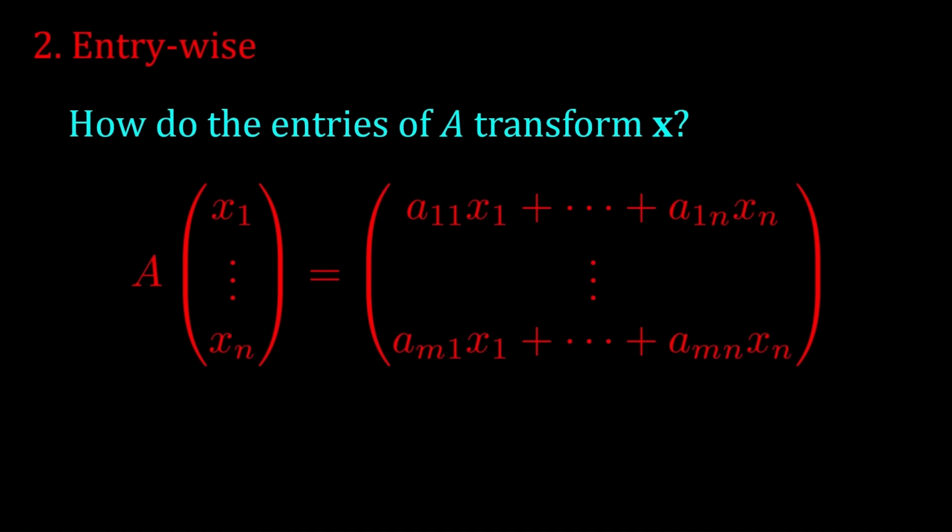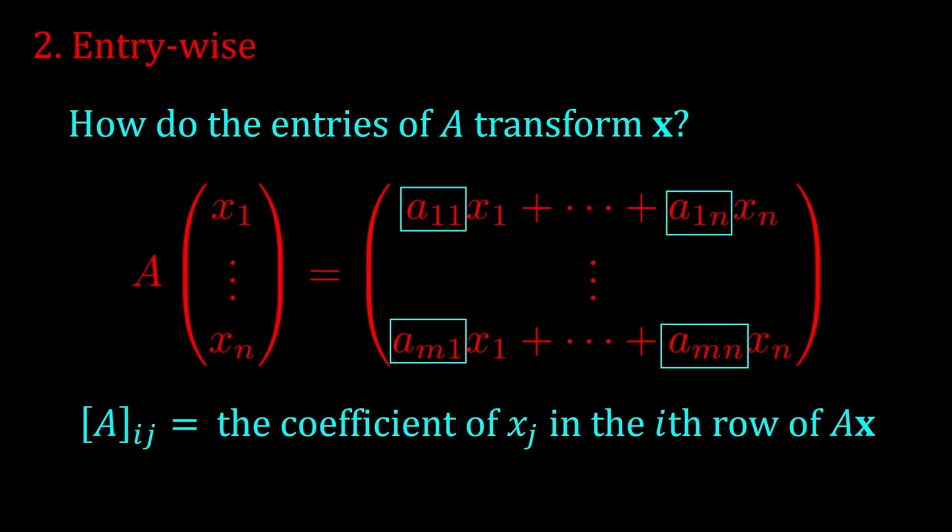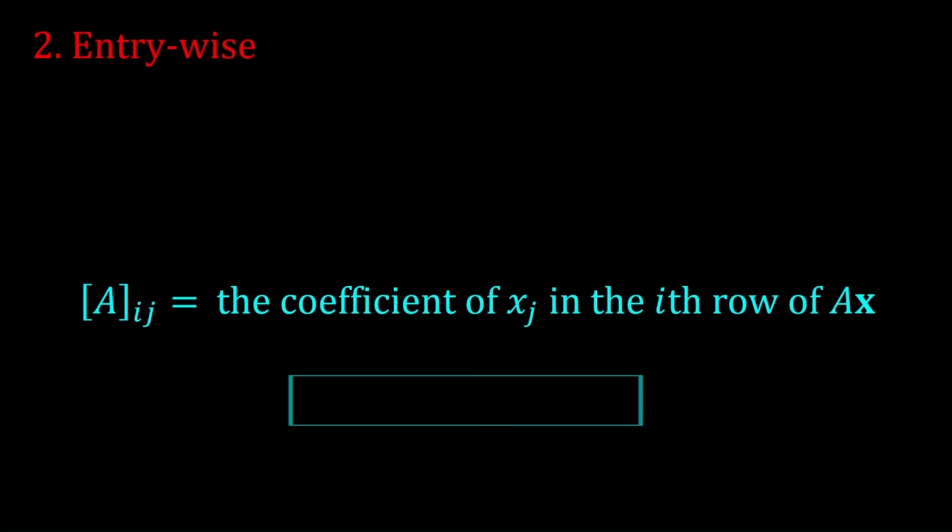Now, entry-wise, I just want a way to describe in words how the entries of A appear in Ax. It won't be a formula, but we just want to put it into words. So let's look at the m1th entry, for example. It's in the mth entry of Ax, and it's the coefficient of x1. So obviously we can just generalize this. The ijth entry of A would be the coefficient of xj in the ith entry of Ax. Okay, that's a good way to describe it, I think.